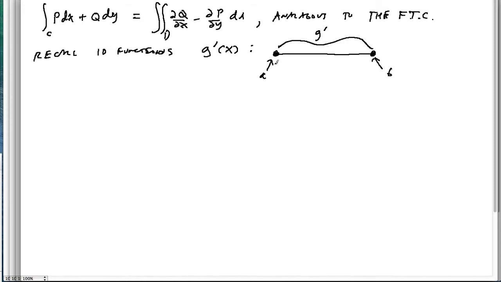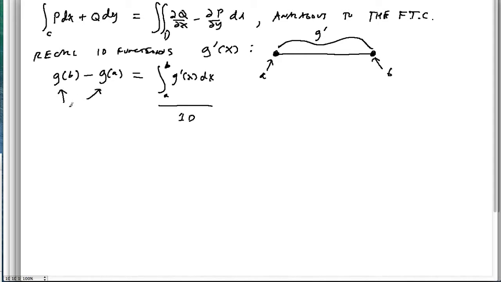So what we have here then is this great relationship where g at the value b minus g at the value a is equal to the integral from a to b of g prime of x dx. So I'd like to look at the parallels here. Here we have a 1D integral, and here you can think of these as zero-dimensional boundaries.